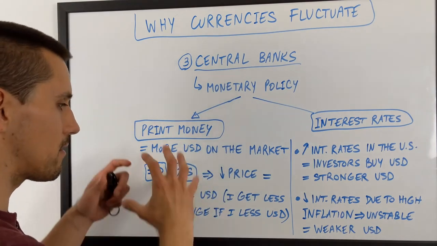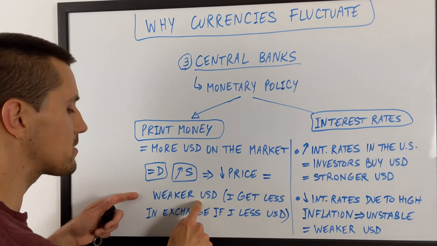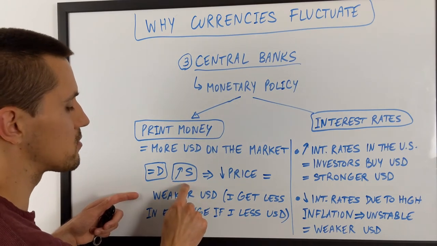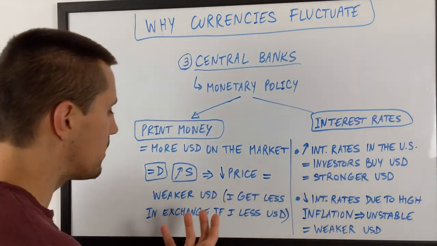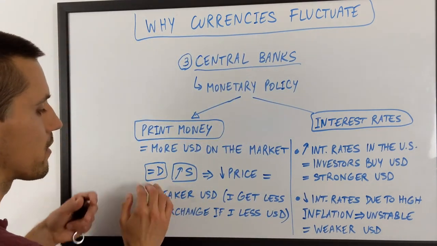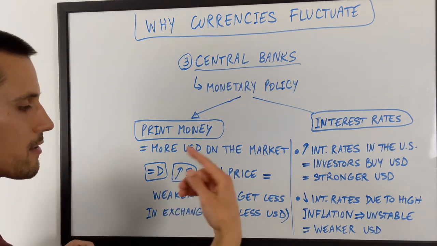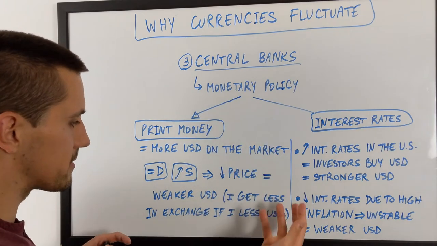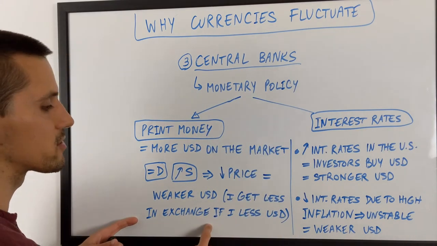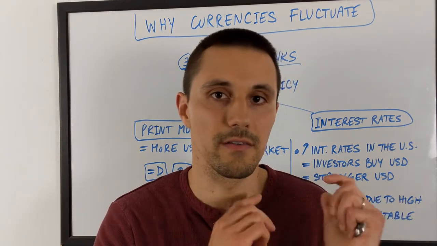What does it mean for my US dollar? Well, it means that I will have a weaker US dollar because I have more supply. I have a bigger amount of US dollars, which weakens the demand, obviously, okay? So we have a weaker US dollar. In other words, it means that for one US dollar, if I want to sell it, I get less in exchange, okay? Again, that was the situation we talked about earlier.